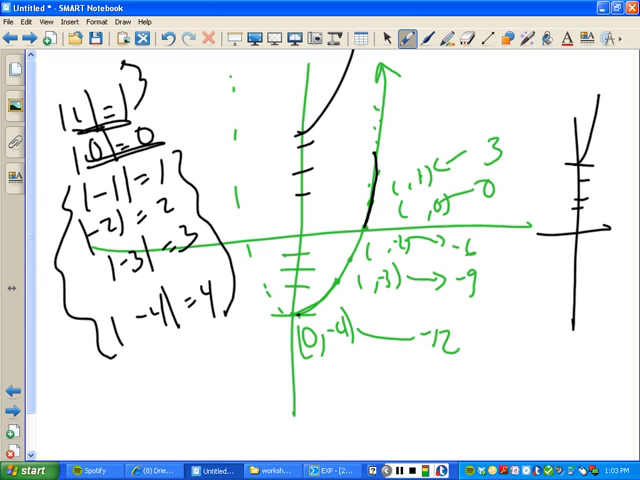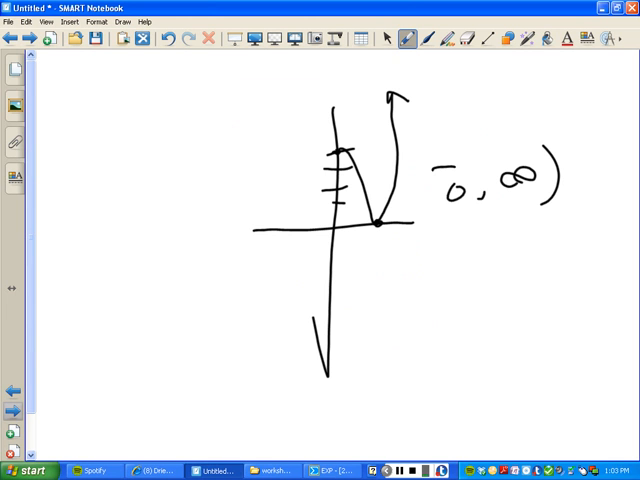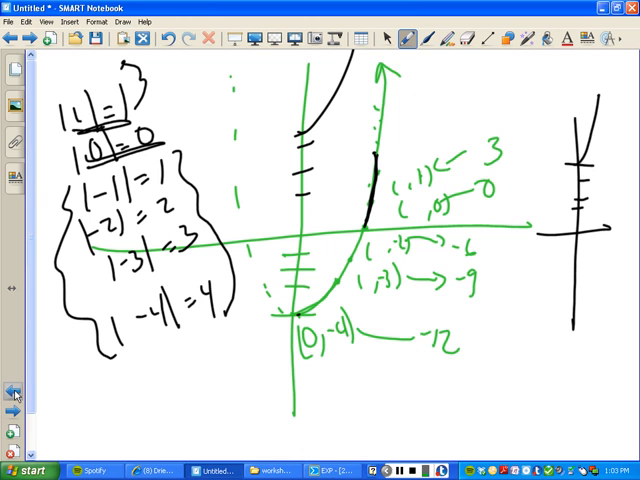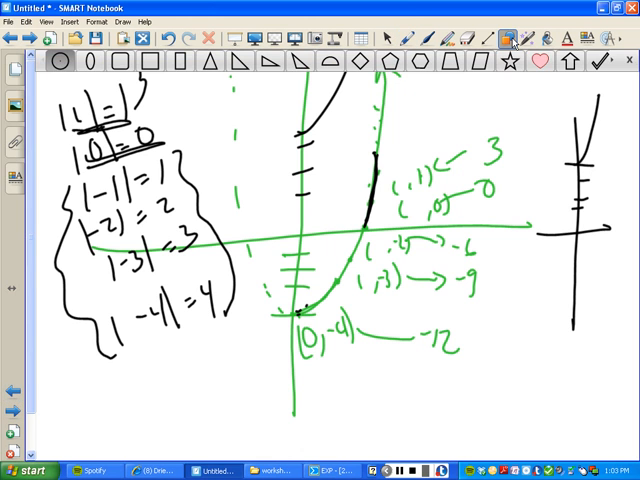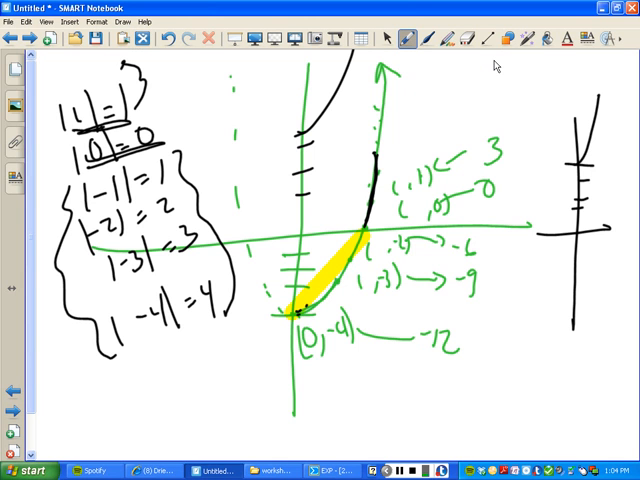And some of you are going, well, what does it look like then? That's what it looks like. The range is 0 to infinity. It takes all these negative values and turns them positive. Why? That's what the absolute value does: it takes negative numbers and makes them positive.